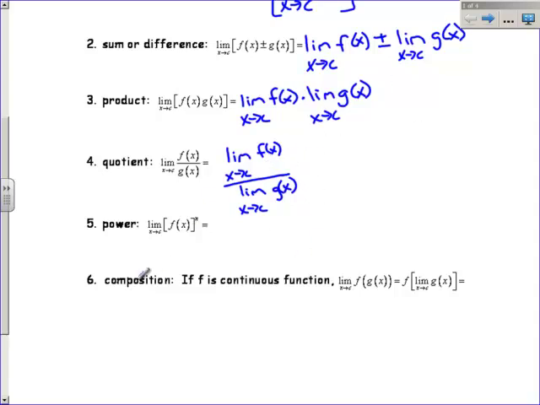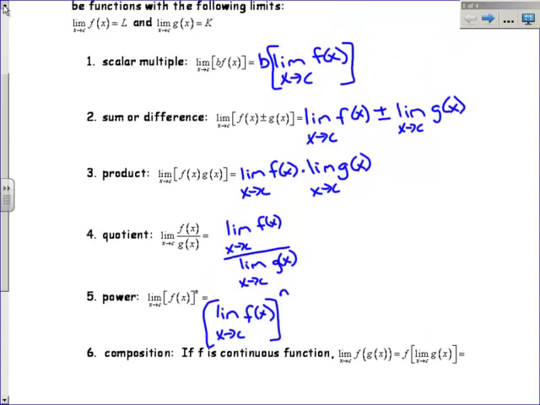Now I'm going to go back and actually do those. The power rule says if I've got a function to a power, I can take the limit of the function first and then raise that limit to a power. And the composition rule: if I've got a function inside another function and I want to take the limit, I can move the limit inside of f as well. So let's go up here and get some actual examples.